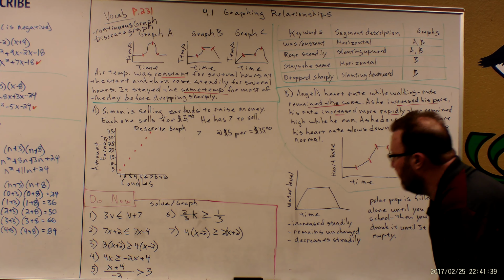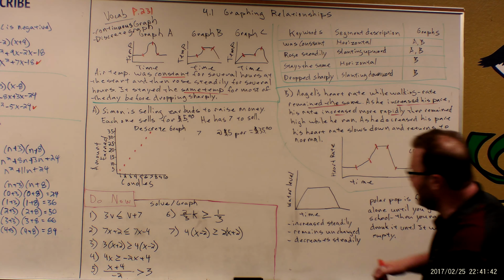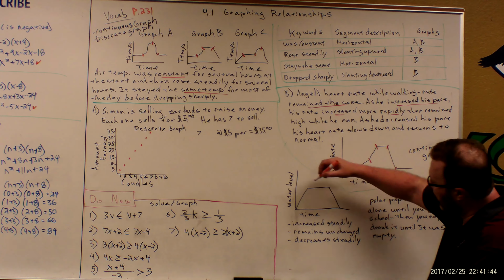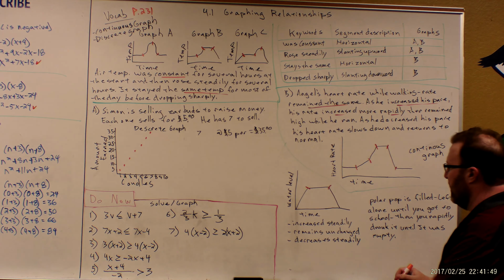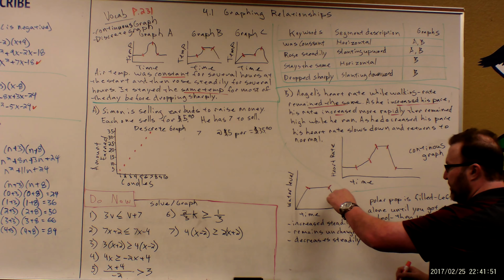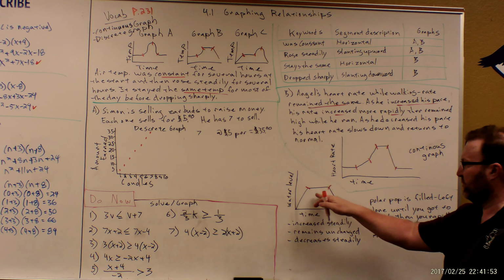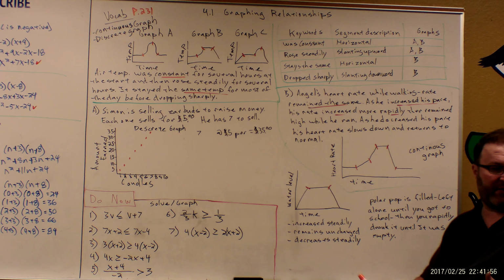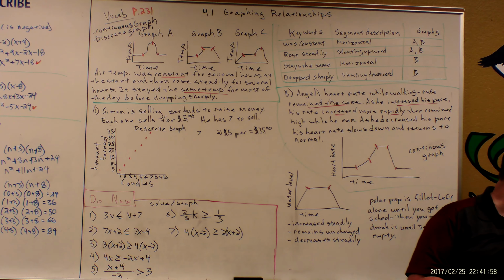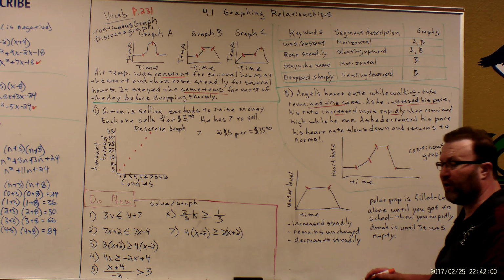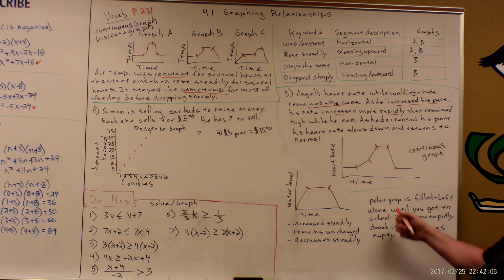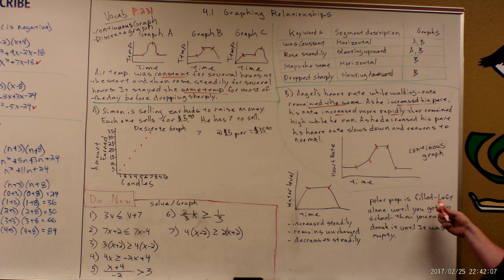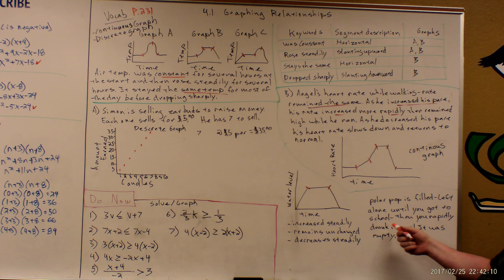Okay, very last one, we have water level and time. So if we're looking at the segment description, we have 3: increase steadily, remains unchanged, decrease steadily. So that's what's going on in this graph, and you're going to have your handout, which is going to have different graphs. You've got to come up with scenarios and stuff. So coming up with a scenario for this one, the Polar Pop is filled and left alone until you got to school, and then you rapidly drank it until it was empty.